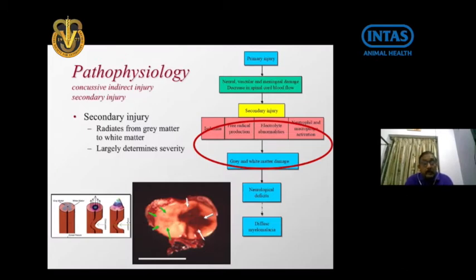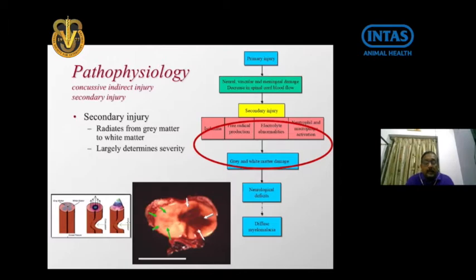The next one, a lot of work is going on and it sounds very promising, is reducing the cerebrospinal fluid. Safely, you can reduce the cerebrospinal fluid with a lumbar puncture. That is one thing which is showing really promising results. A lot of this work is being done in humans.